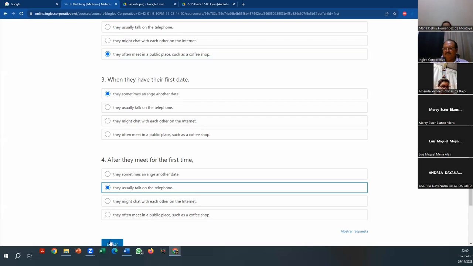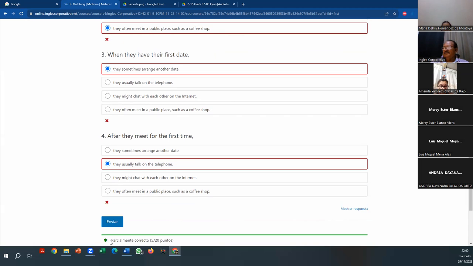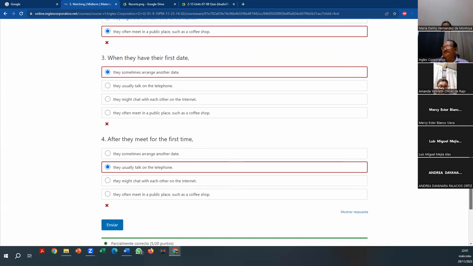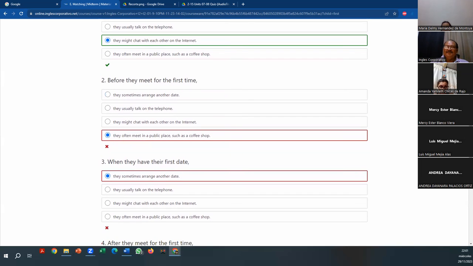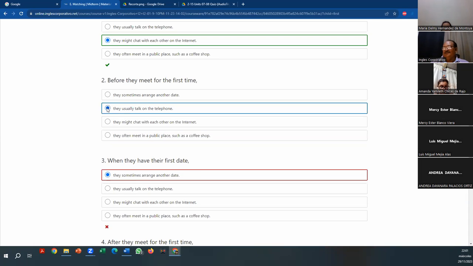Okay, probably all of them wrong, except the first one. The second one, okay. I say they usually talk on the telephone before they meet. Maybe. The third one? They sometimes arrange another date. That's the one they have. Okay, so they often meet.